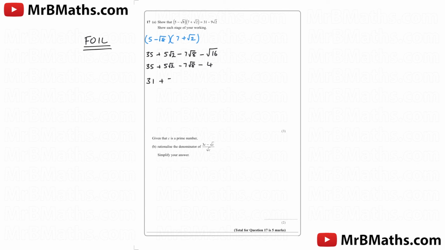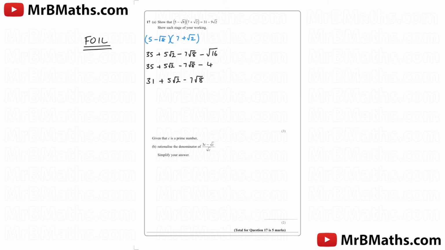Then I've got my plus 5 root 2 minus 7 root 8. So you should be able to see this 31 is already linking with this section here. Okay, it does say show each stage of your working, so that's why I'm breaking it down quite a bit. So now we need to deal with the surds. Okay, so I've got 5 root 2 take away 7 root 8. Now if you do enough of these, you should be able to see that there is a way that we can link the root 2 and the root 8.